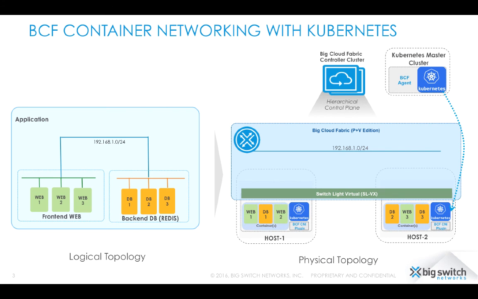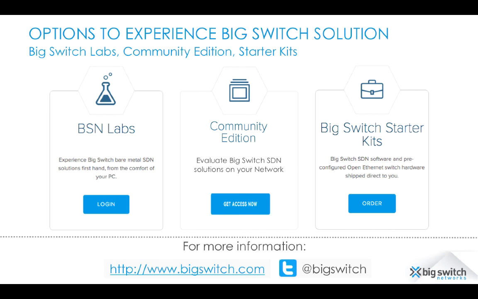In summary, the Big Cloud Fabric P+V physical and virtual solution with Kubernetes integration enables dynamic networking for application containers as and when they are deployed through Kubernetes. And BCF also extends visibility and troubleshooting for container networking.